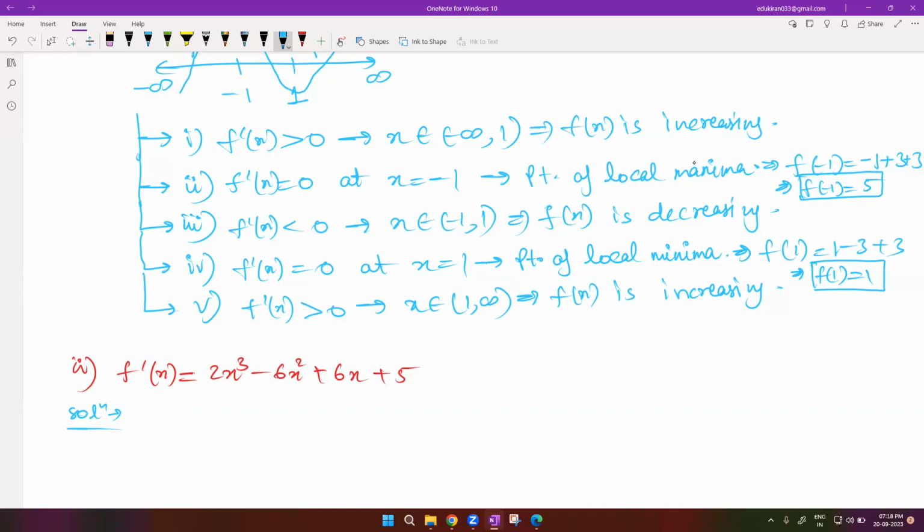We use first derivative test more than the second derivative test usually. That is why it is important to understand the wavy curve method thoroughly.